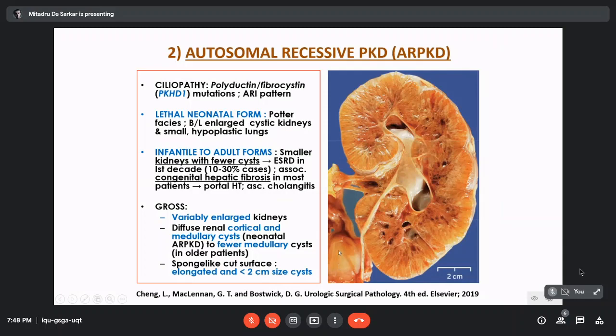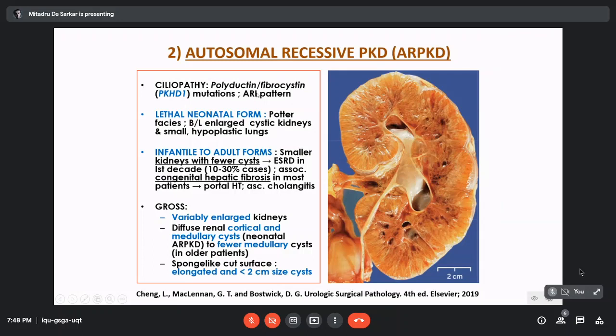So as we saw, ADPKD was a disease which has segregated in the usually older age group, starting from the 30s. However, ARPKD is something which is more often seen in the younger age group. So this particular ciliopathy is due to mutation of the polyductin and the fibrocystin protein in an autosomal recessive pattern.